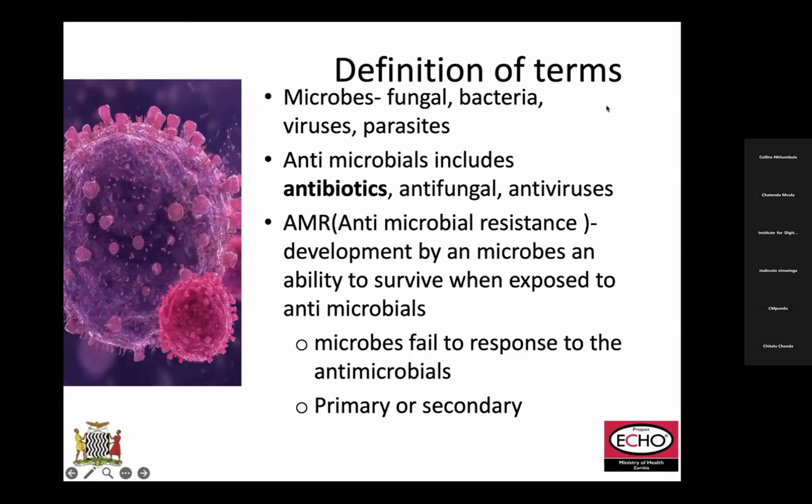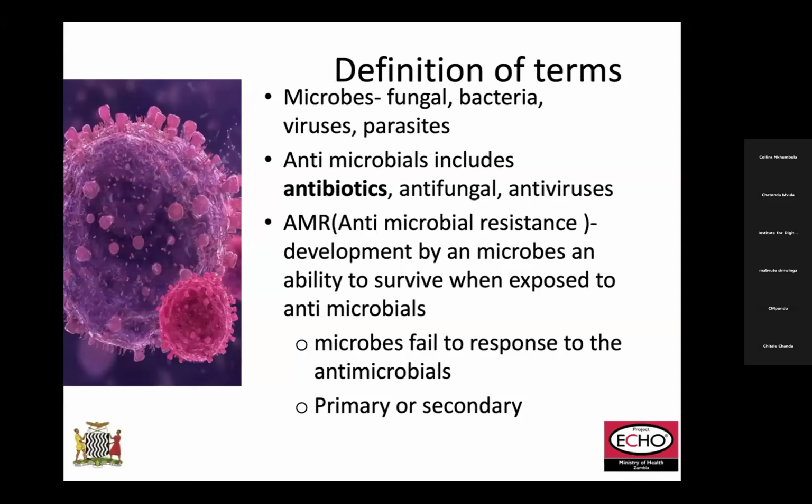So when we talk about antimicrobials, we need to understand what a microbe is. A microbe is basically a microorganism, usually not visible to the naked eye, which might require advanced methods of being able to see it. And that's where microscopy comes in, either using electron or just a conventional microscope. So microbes can be classified as fungi, bacteria, viruses, or parasites. All these different classes can be classified as microbes.